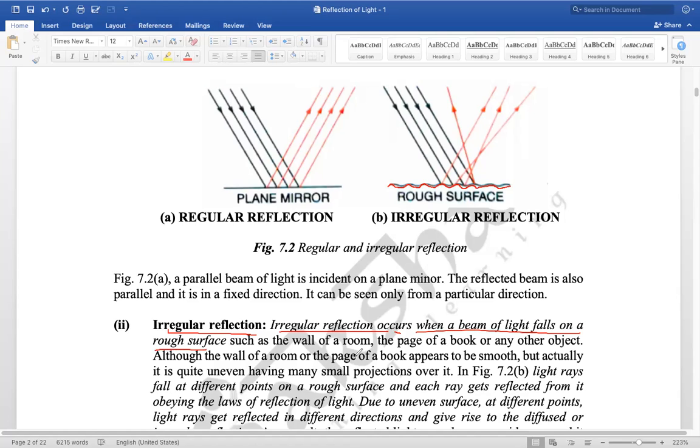So irregular reflection occurs when a beam of light falls on a rough surface such as the wall of a room. तो हमारे घर में जो wall है उस wall पे जो because the surface it looks appears to be smooth but it is not very smooth, वहां पे है ना, वहां पे जो reflection होगा that will be an irregular reflection. The page of a book or any other object which is around us, generally उन सब से जो reflection होता है वो irregular reflection ही होता है. ठीक है.